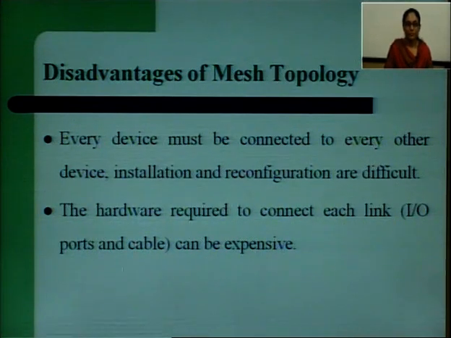Next are the disadvantages of mesh topology. Every device must be connected to every other device. Installation and reconfiguration is very difficult. So the hardware used in the mesh topology is very expensive.